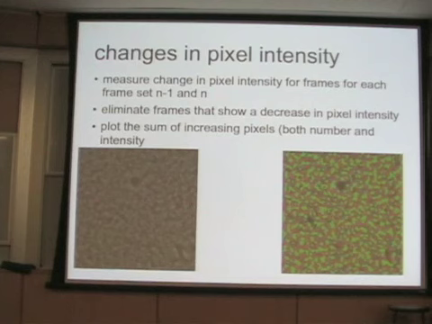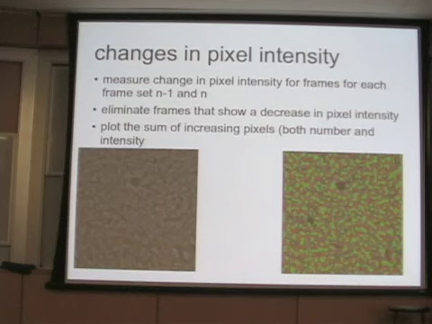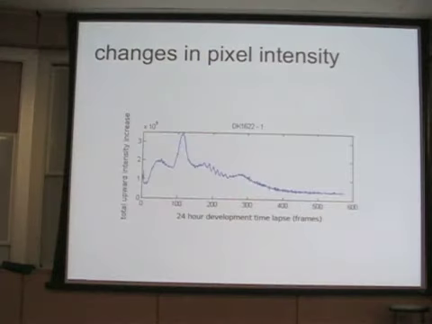So here's actually a piece of one movie, and what he did is he measured the change in pixel intensity for each pixel for frames n-1 and n, for each frame in a movie of, let's say, 600 frames. Then he color-coded one red and one green. Of course, everywhere where you lose pixel intensity, you're going to gain it somewhere else, so it actually averages to 0. So instead, he eliminated all the pixels that showed a decrease in pixel intensity, and then he plotted over time the sum of increasing pixels, both in number and intensity, for wild type and mutants.